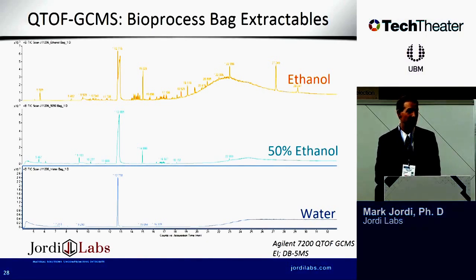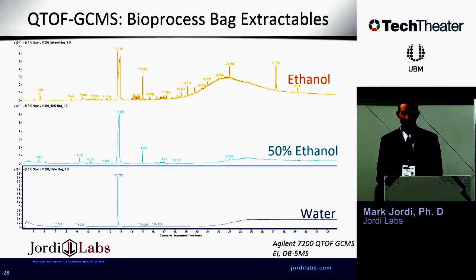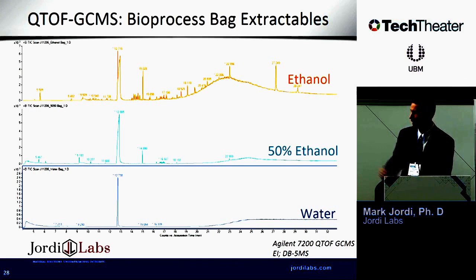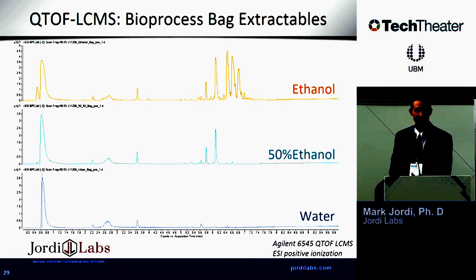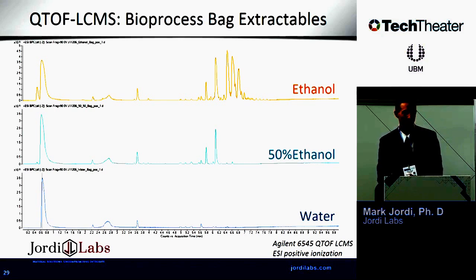This is an example of the GCMS chromatograms that we obtained. And you can see there's a large number of peaks here, but there is one component which is consistently seen throughout a lot of the extracts. We can advance one more, please. And then this is an example of the LCMS chromatograms that we observed.